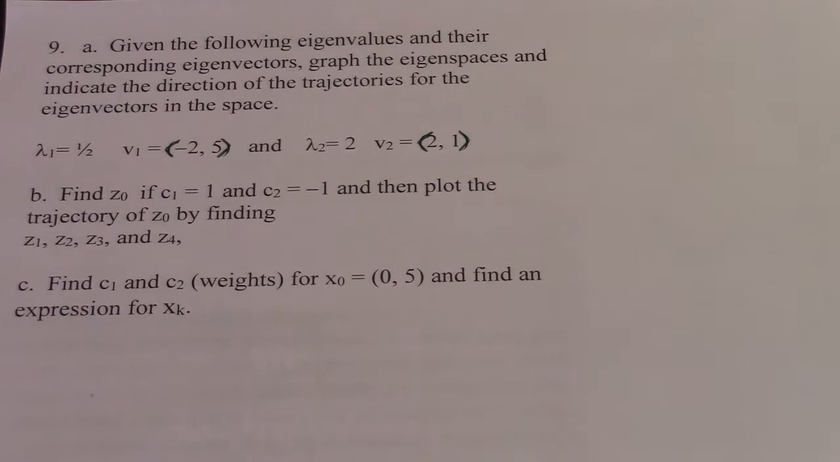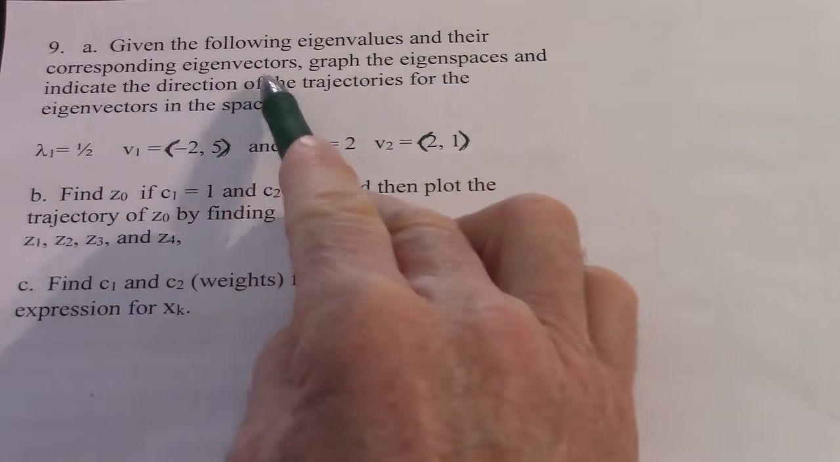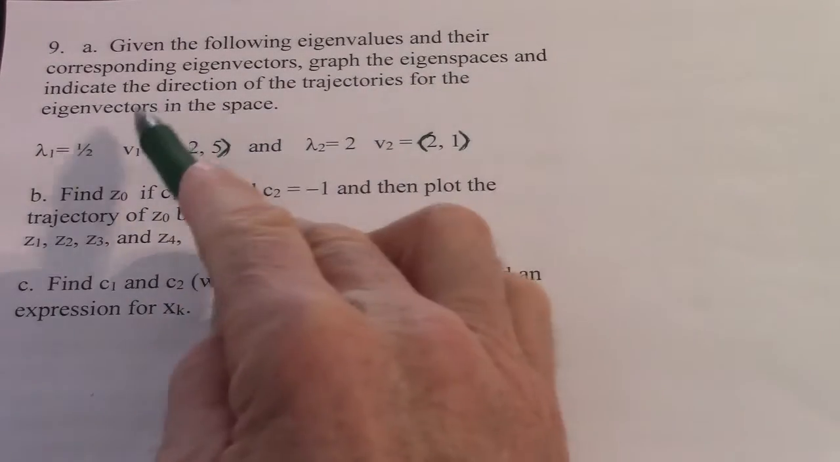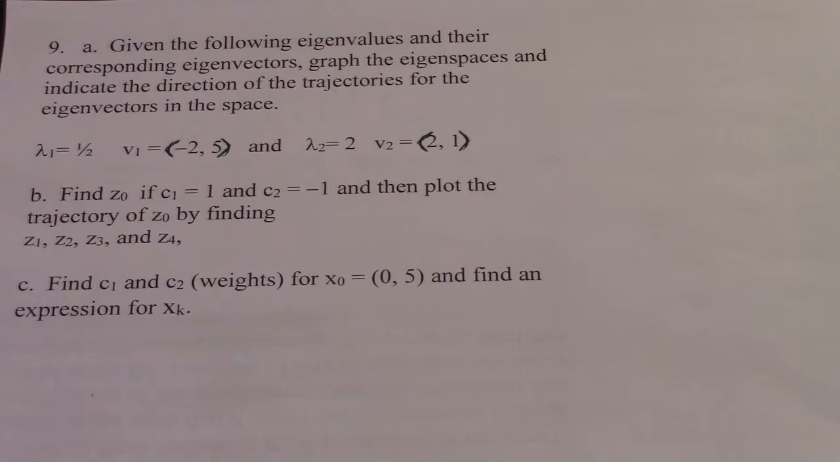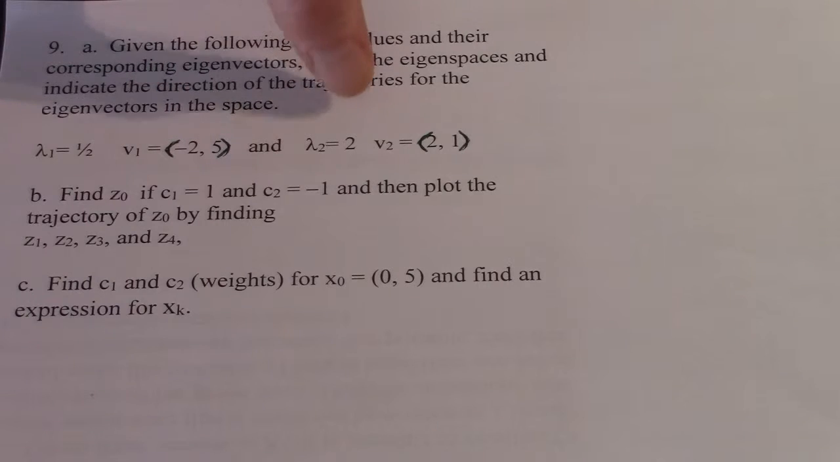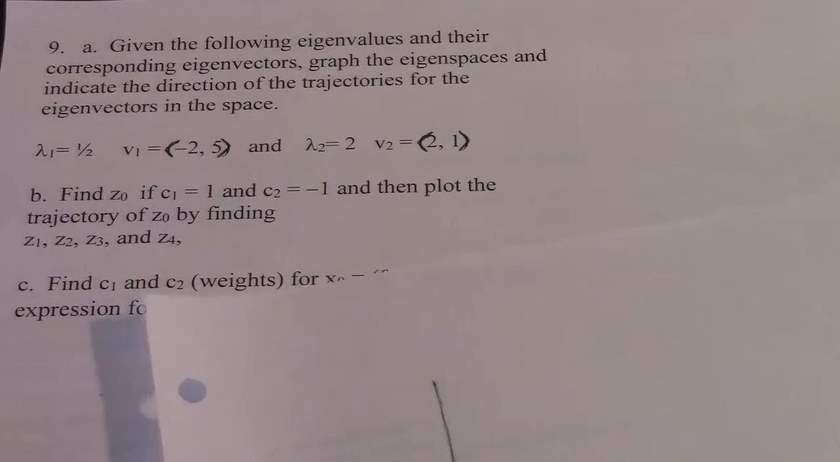Okay, this is the Math 220 Linear Algebra final review, and we're looking at problem number 9 in that review packet. Given the following eigenvalues and their corresponding eigenvectors, graph the eigenspaces and indicate the direction of the trajectories for the eigenvectors in the space. So the first thing we need to do is plot those. The eigenvalue 1/2 has a corresponding eigenvector of -2, 5, and the eigenvalue 2 has a corresponding eigenvector of 2, 1. So we plot -2, 5.